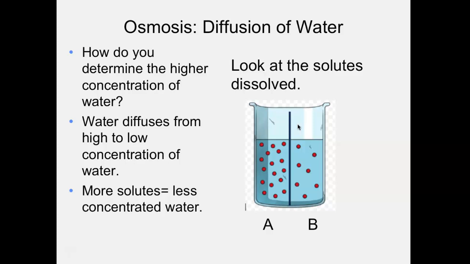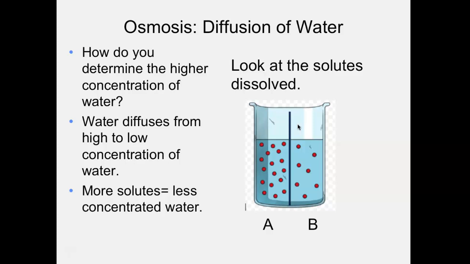When you talk about diffusion, you have to be familiar with these words: solute, solvent. Solute is the solid particles that are dissolved, like salt or sugar. Solvent is the liquid that does the dissolving, and in biology, it's always water. And then there's the tonicity. When you compare two solutions of water, they may have equal or unequal amounts of solute dissolved.